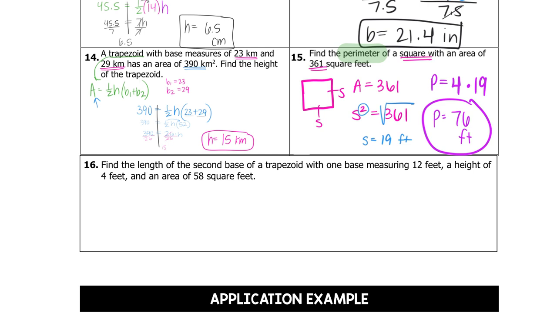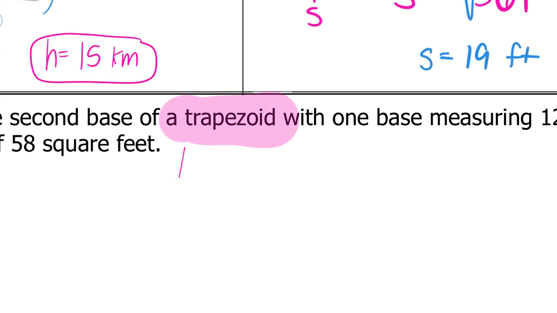All right, and then this last problem in this section, this looks like it is about a trapezoid. So it says find the length of the second base of a trapezoid that has one base measuring 12 feet and a height of 4 feet and an area of 50 square feet. Okay, so let's go ahead and write the formula, and then we're going to fill in all the information that we have. So trapezoids are 1/2 of the height times the sum of the bases.